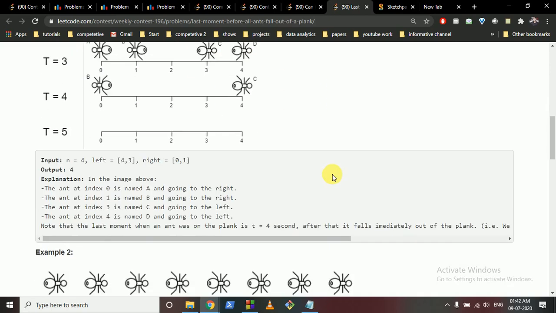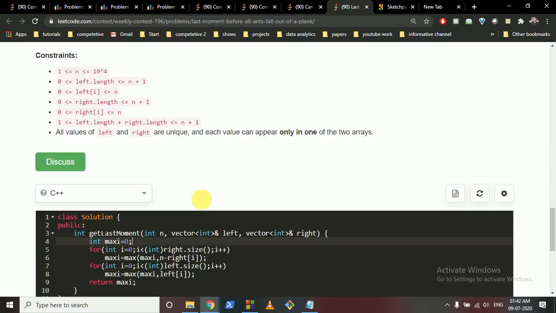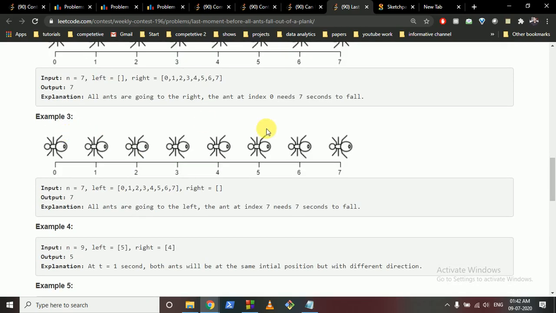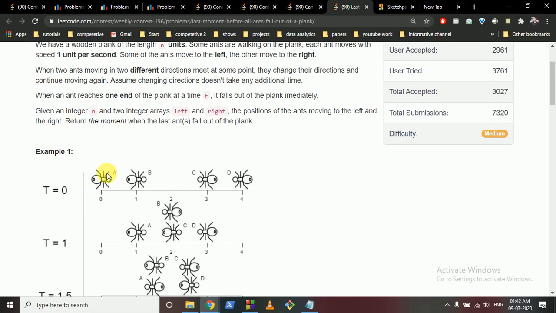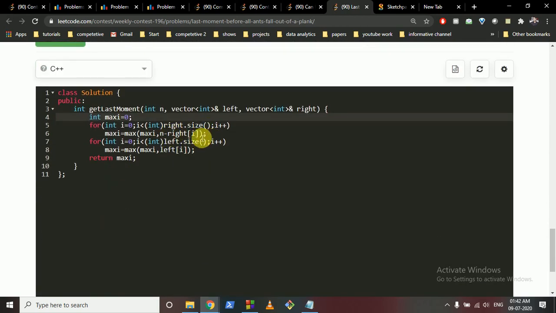I'll take it on to the code part now. I hope you understand. So you have to find out the maximum. For the right ants, you are iterating over the ants which are moving to the right. How much time will it take to get off? If some ant is at this position and we know the length of the plank, we will do n minus, the length minus the position of this ant. So that's the whole thing, n minus the position of this ant, which is right[i].